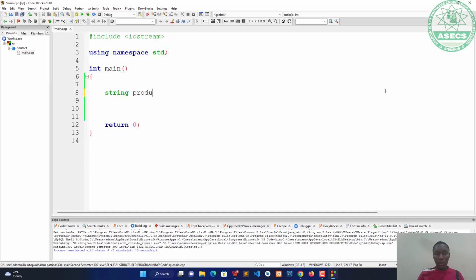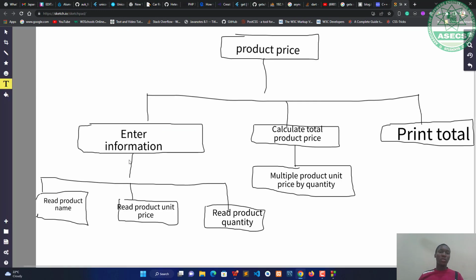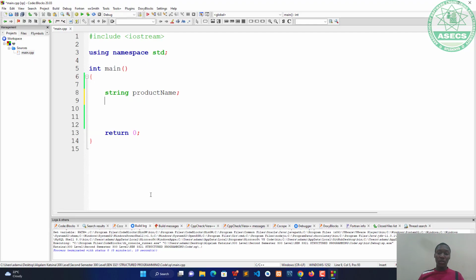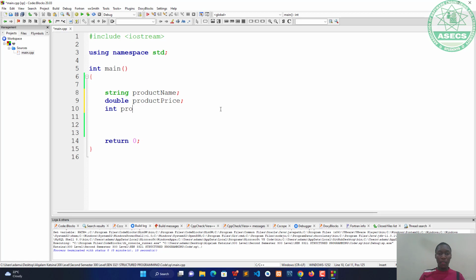String product name. And then what? Over here, we need the product name, where the user will enter their information. Next is what? Unit price. This is an integer. So it's not a name, so let me change the string name. So we say int what? Sorry, it can be a double, since we're talking about price. Product price. Then the next one is what? Int product quantity.